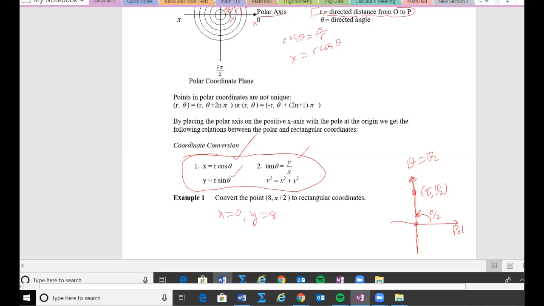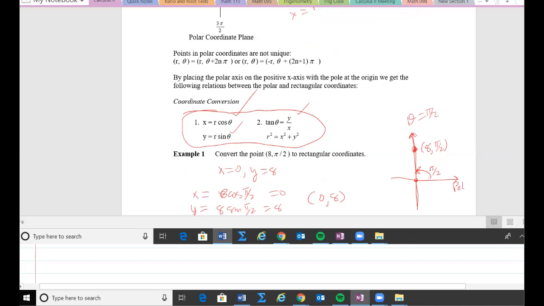But if you wanted to, you could use our conversion relationships here. X is r cosine pi over 2, so it's 8 times cosine pi over 2, which is 0, and y equals 8 sine pi over 2, which is 8. So those are our coordinates, 0, 8, which we can easily see from the drawing also.